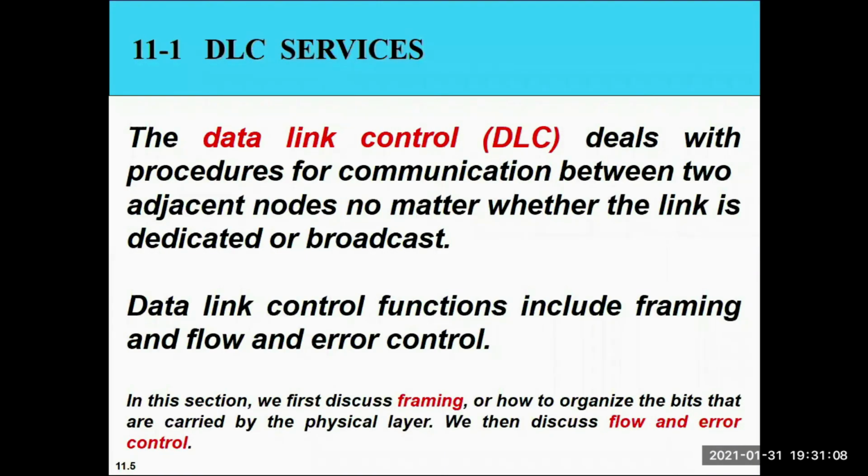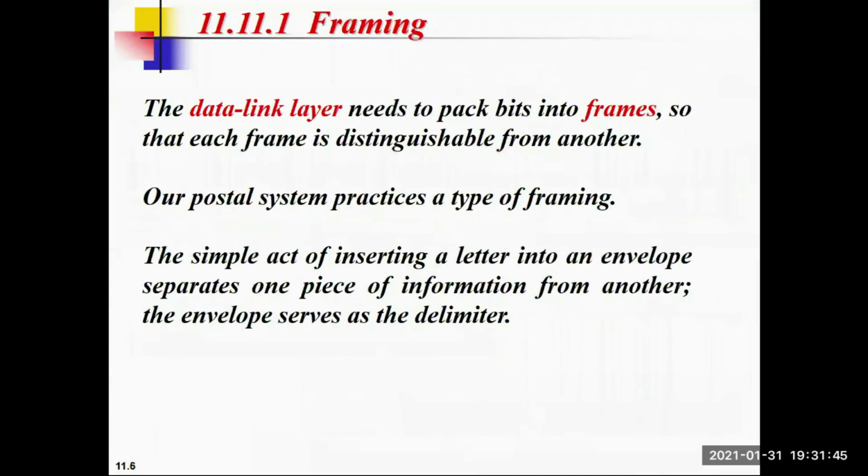So basically, if I talk about DLC services, data link control deals with procedures for communication between two adjacent nodes, and the way of communication can be dedicated or broadcast. Data link control functions include framing and flow and error control. You need to remember this: data link control is for framing and flow and error control. So in this section, mainly we will discuss framing and flow and error control.